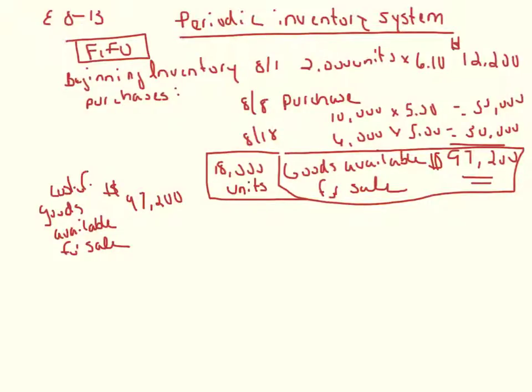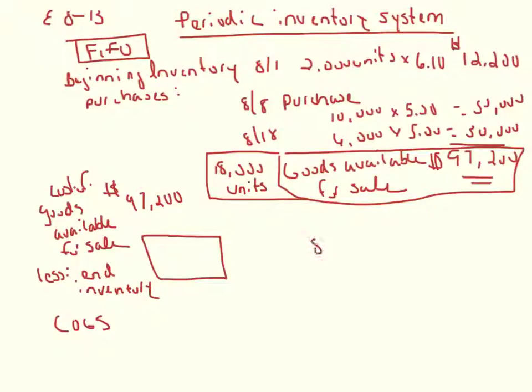We need to figure out what our ending inventory is. So we're going to say less ending inventory. Once we figure out what that is, we can fill that in, and then we'll be able to determine what our cost of goods sold is. So how are we going to figure out what our ending inventory is? Well, they tell us on August 31st, we had 3,000 units left.